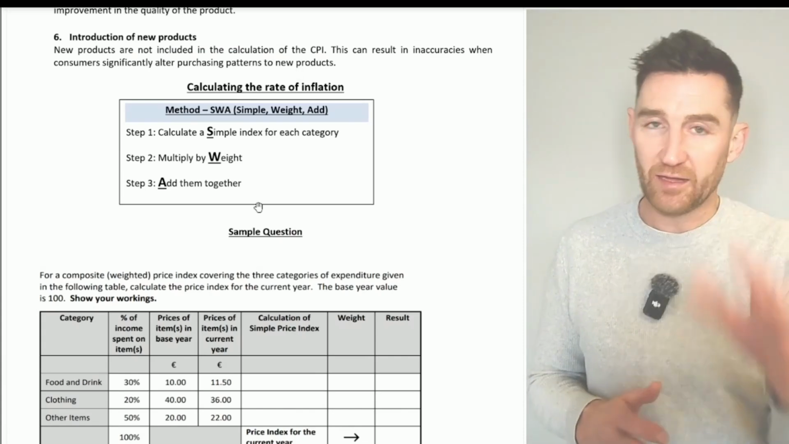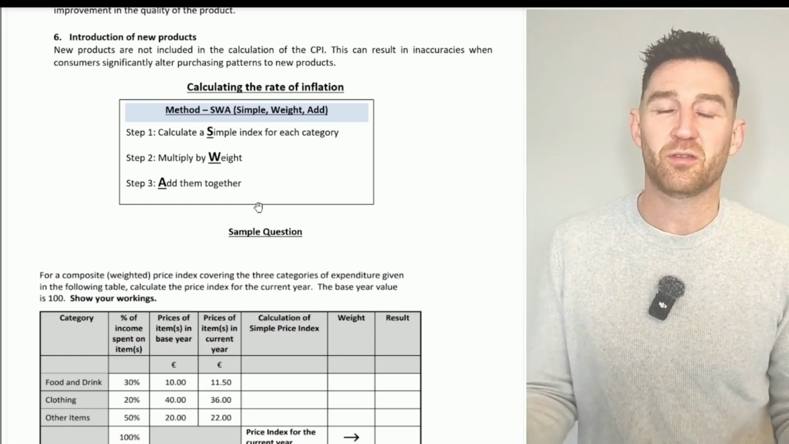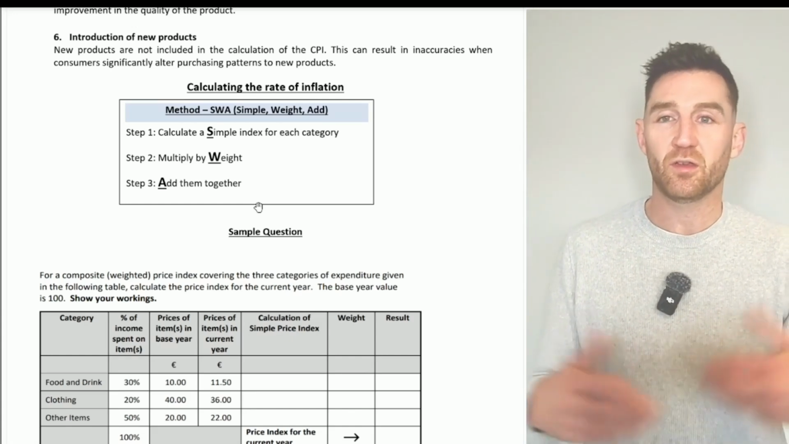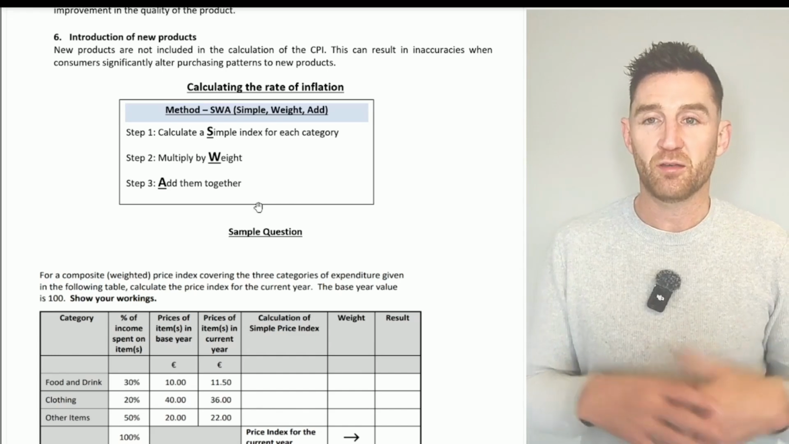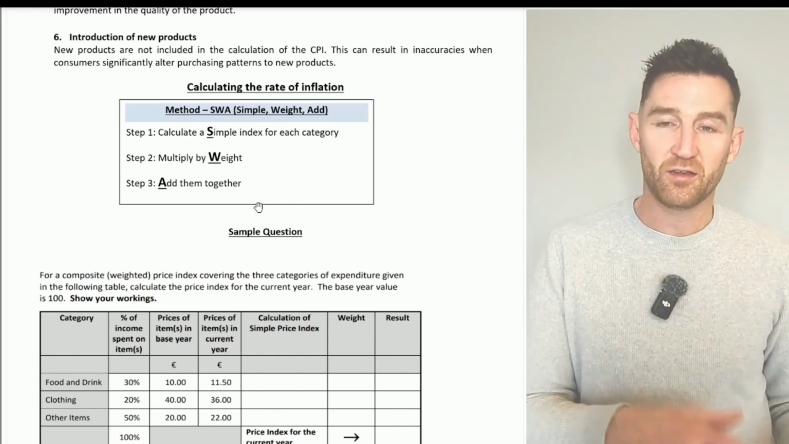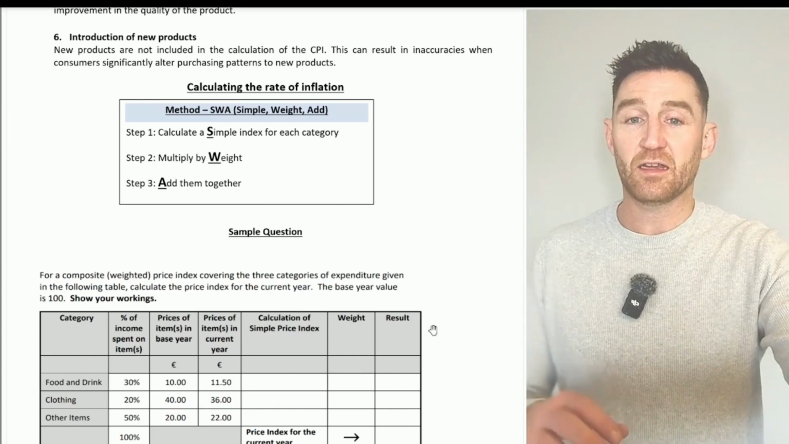So this is the question that's come up 2 years in a row now. A question like this tends to come up the same way. You're given 3 goods and you have to calculate, using a composite price index, which is a weighted index, the inflation rate. So if you look at what it says here, it says calculating the rate of inflation, right?